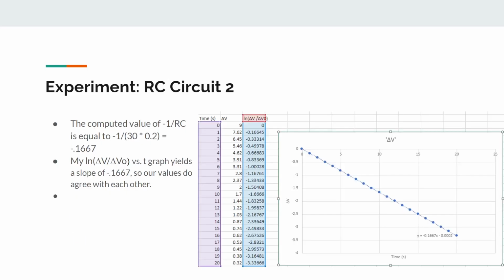So here's my graph on Excel of the natural log of the change in voltage over the change in initial voltage. And when you graph this, it should be a linear plot, which yields a slope of negative 0.1667, which ends up being the value of negative 1 over RC. So our experimental value does match our computational value.